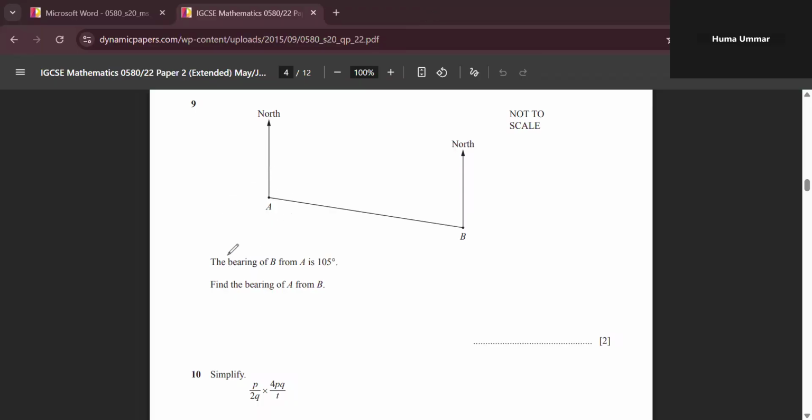Question number 9 is showing the bearing of B from A is, always remember, whenever it is written like this, it means A to B. A to B is how much? 105. This is given to you. This is 105 degree. Okay. I'll show you two methods. Both methods will give you the same answer, whichever you want to do. We have to find the bearing of A from B. It means we have to find B to A.